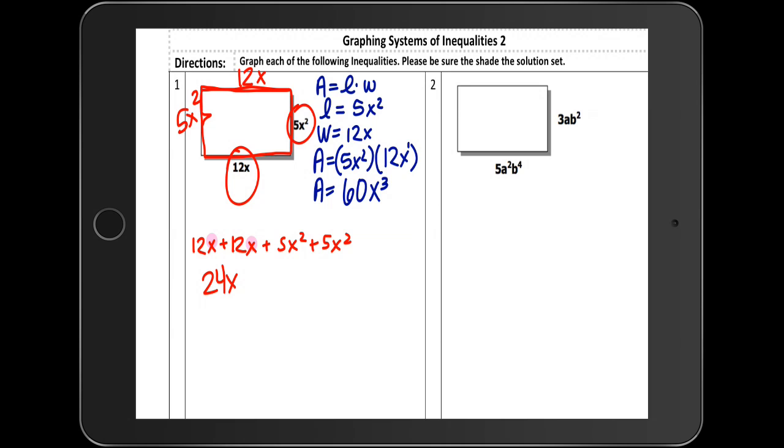And if I look at my other terms, I have x squared and x squared. So here I have 5 x squareds, and here I have 5 more x squareds. So in total I would have 10x squared. And there it is, we found the perimeter.